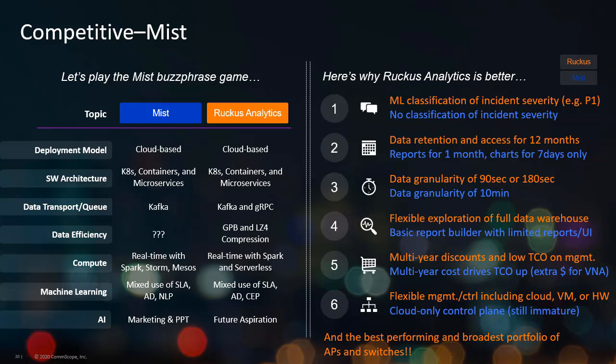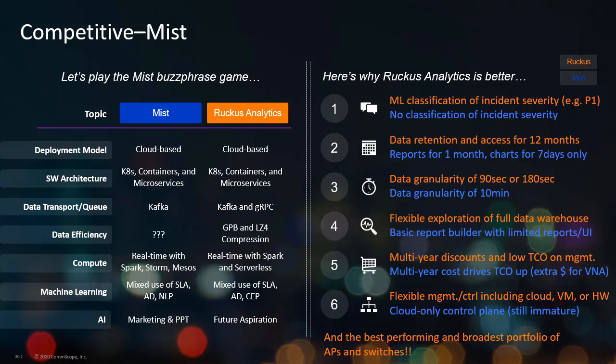Pricing discounts. We have multi-year discounts in 3 and 5-year solutions, which provides a lower TCO on management. They don't have any multi-year discounts. We provide flexible management. We are the only one who is going to provide an analytics solution for on-premise customers who have our Smart Zone controllers to just subscribe for the service, which is cheaper than moving to an all-cloud solution. And this does not include the extra money Mist charges for their virtual network assistant. Mist cost is multifold compared to our solution.